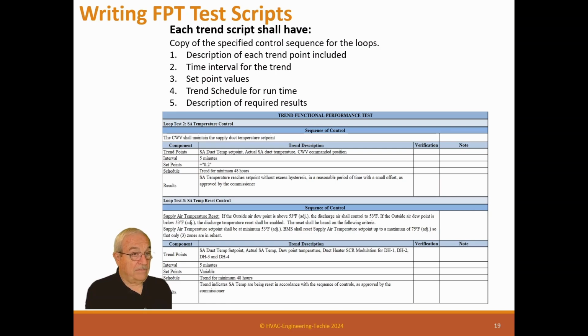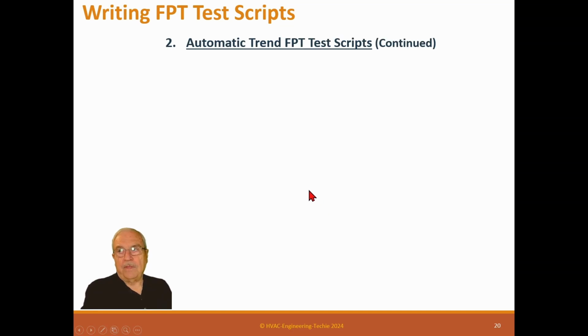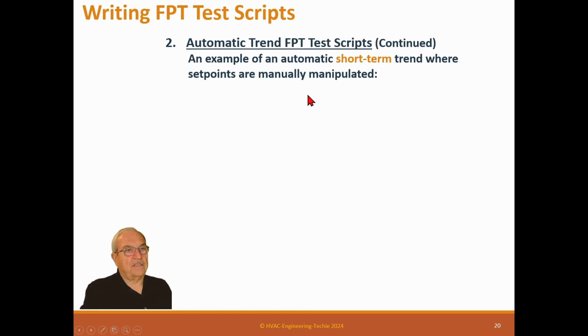It's the same deal. And then once it's all done, the control contractor deletes all those trends that he's got in the machine. We don't leave them in there because it takes too much memory. So the automatic trend test continued. An example of a short-term trend is where set points are manually manipulated.